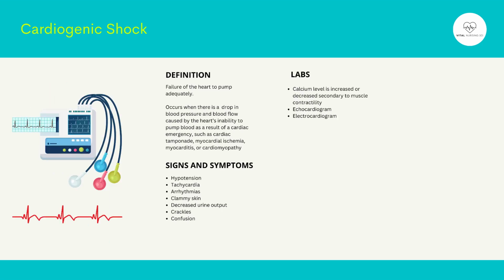Now let's go over important labs and diagnostics. Chemistry. Check electrolytes, kidney function to ascertain kidney perfusion. Calcium level is increased or decreased secondary to muscle contractility. Echocardiogram. This is used to look for ventricular rupture, pericarditis, or valve dysfunction. Electrocardiogram, which will show Q wave enlarged due to heart failure. Elevation of ST waves is a sign of ischemia.